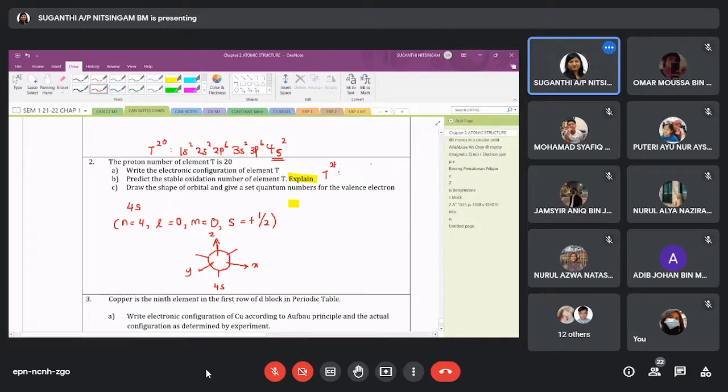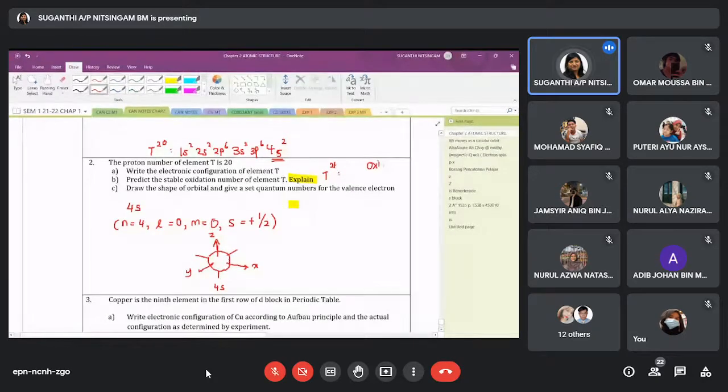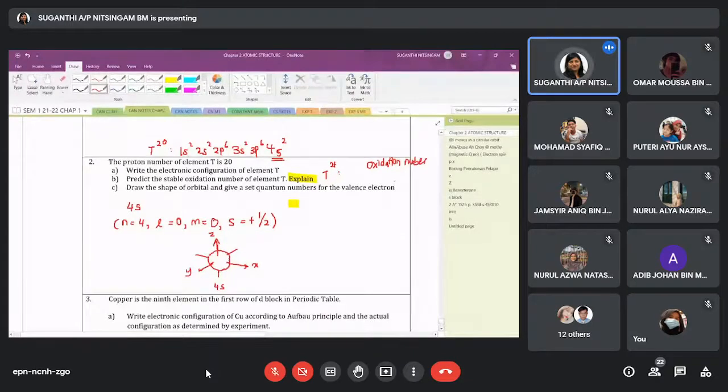Sorry ya. So if it's oxidation number, we will say +2. Charge baru 2 plus. Oxidation number is +2. Faham? Okay. Yang lain pun ya, teruskan with the last question there.